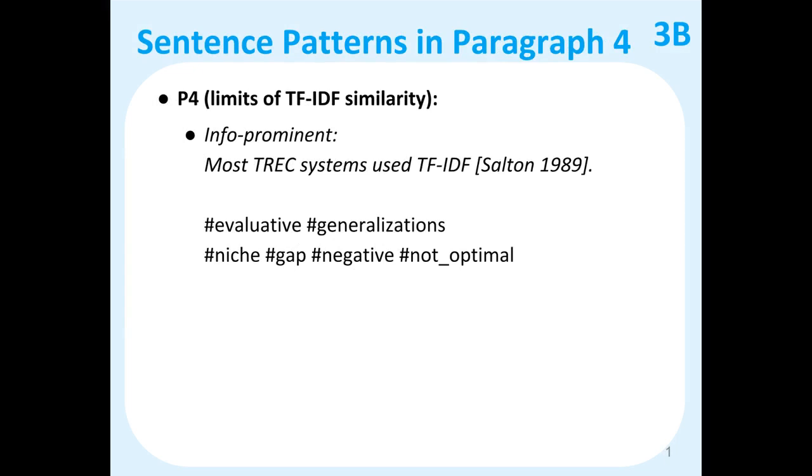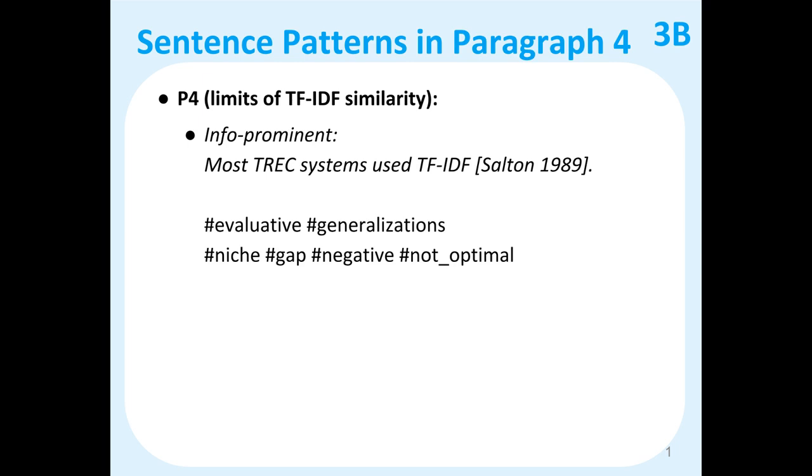The author uses a sweeping, info-prominent statement to make a critical evaluation. Most systems use TF-IDF. The hashtags tell the real story. This is a negative generalization used to identify a gap. They are signaling that the standard method is not optimal.